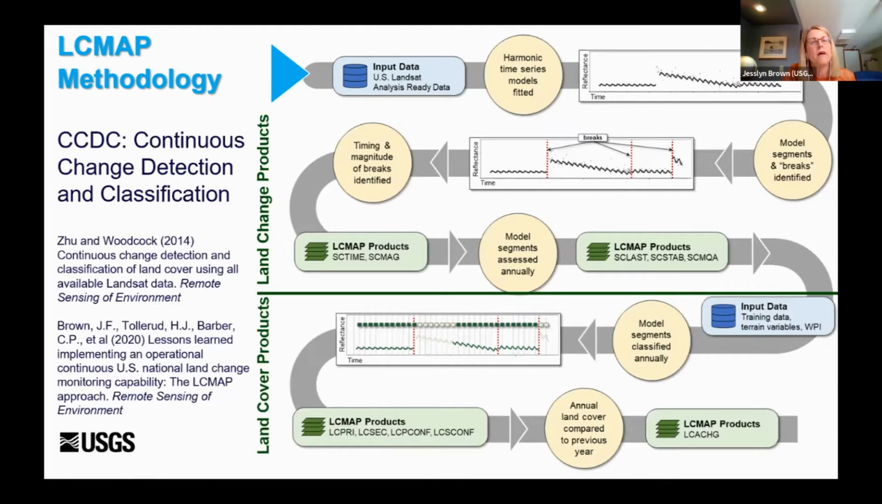We utilize every pixel in the Landsat archive that's of good quality, going back to Landsat 4 and forward, so the early 1980s forward, calculating harmonic time series models on a per pixel basis, utilizing the CCDC approach to determine model segments through time, and then breaks in those models where the land cover or land cover condition change. Producing products, the products are shown in these green boxes.